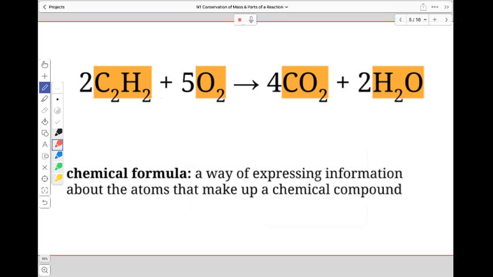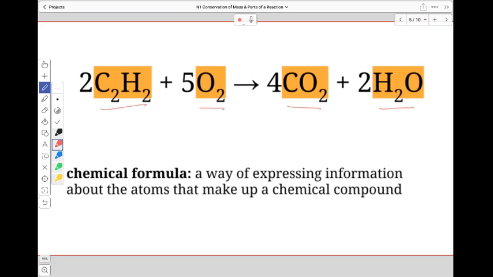Here is an example of a chemical reaction, and we're going to use this chemical reaction throughout the course of the next few slides to illustrate a couple of things. The first thing that we are going to illustrate is the chemical formulas. So, for example, CH2 or O2 or CO2 or H2O. Those are the chemical formulas for the things that we're actually working with or keeping track of.